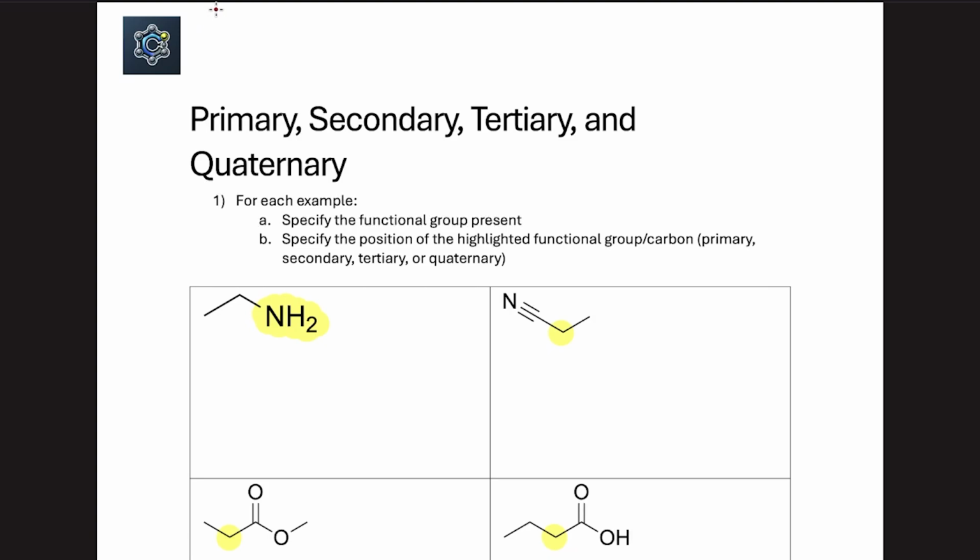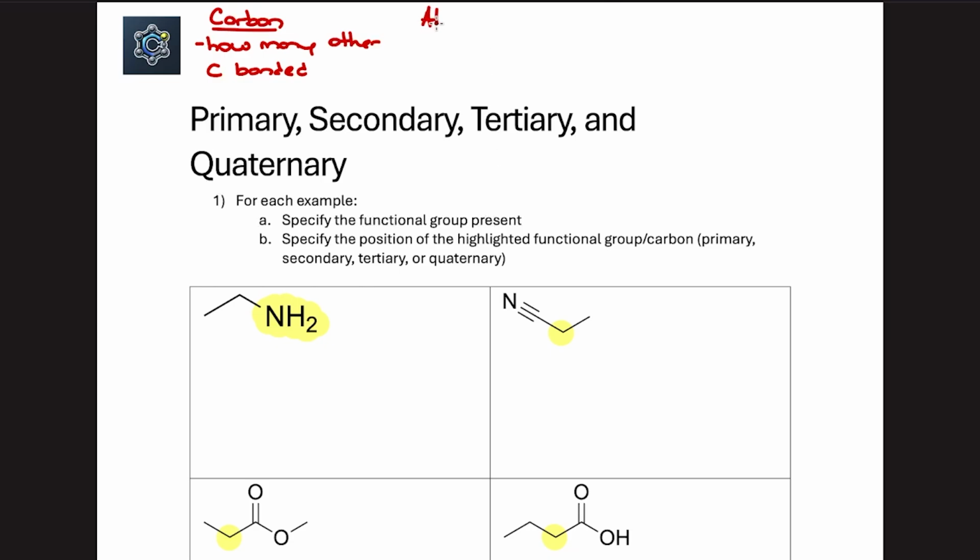So when we categorize carbons, we really focus on how many other carbons we are bonded to, right? If it's bonded to only one other carbon, we're primary. If it's bonded to two other carbons, we're secondary, so on and so forth.